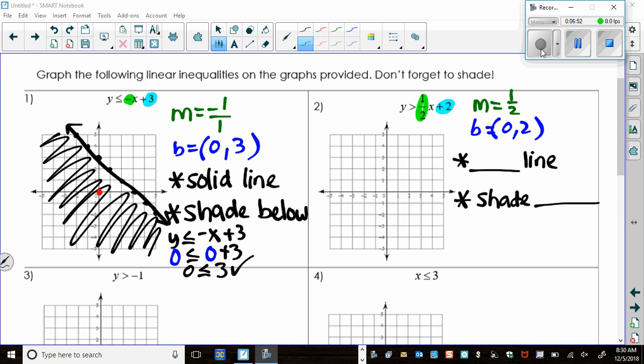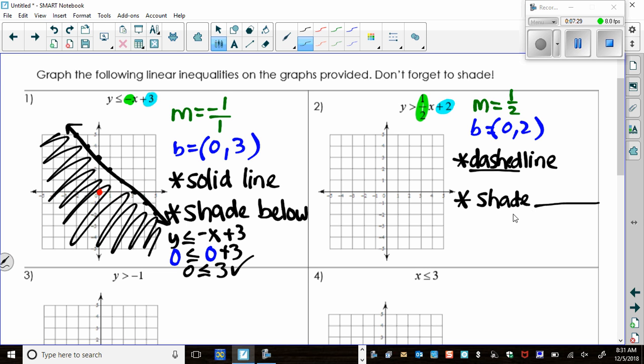Okay, so I've highlighted and written down what my two parts are. Slope is 1/2, b is (0, 2). Now, hopefully you guys have determined what type of line you have. You have a less than or greater than symbol. Notice how you don't have that equal sign, so you can't use a solid line. You're going to have to use a dashed line. That shows that any point that's on that line cannot be part of the shaded area. It's kind of like the open circle concept.